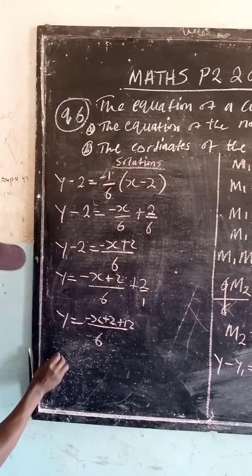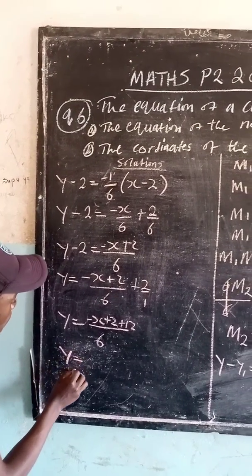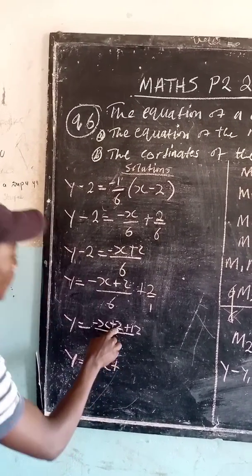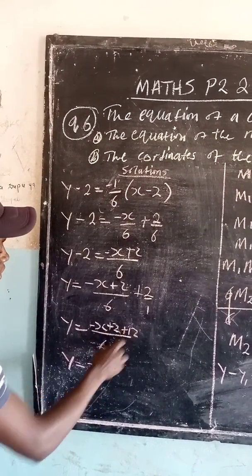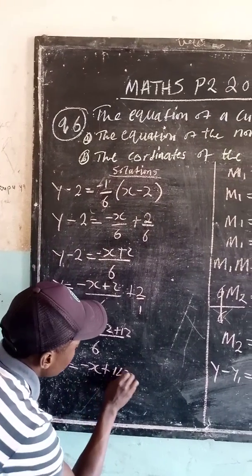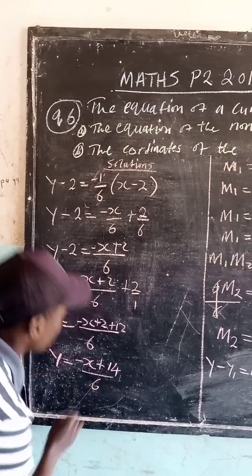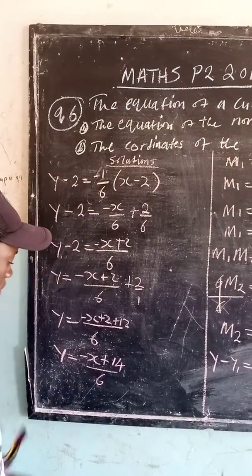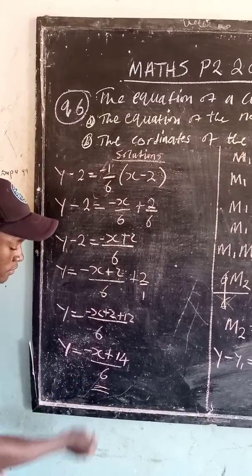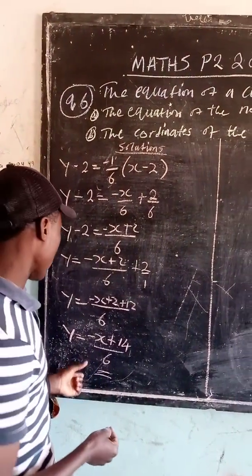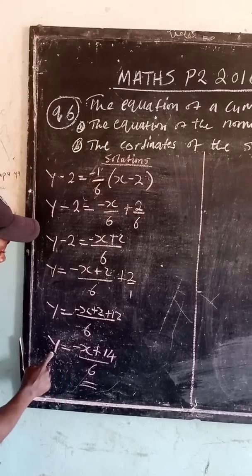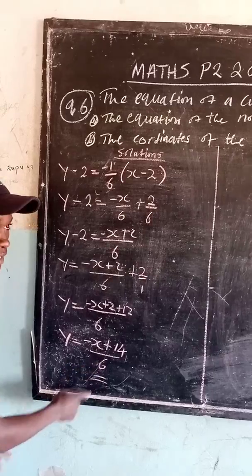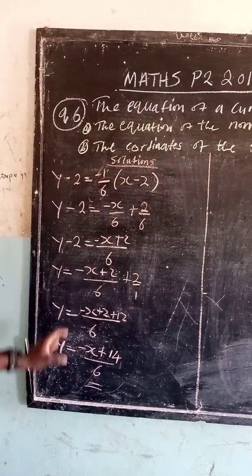Then we'll continue. y is equal to (-x + 14)/6, when we add 2 plus 12 we come up with 14 over 6. So this is our equation of the normal. So this was our actual answer: y is equal to (-x + 14)/6. This was the equation of the normal.